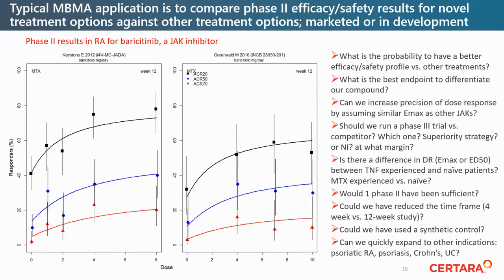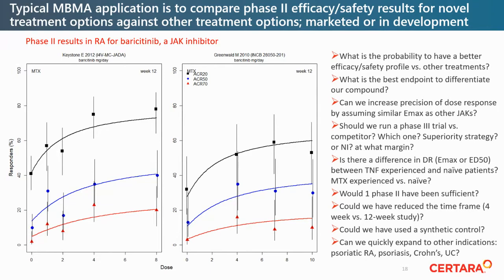Is there a particular endpoint that will allow me better to differentiate the benefit of a compound? Can I maybe borrow some information from other drugs with a similar mechanism of action? At the end of phase 2, I'm still quite uncertain about my response. Can I put in some information, make some assumptions that will decrease my uncertainty by building in that model structure?